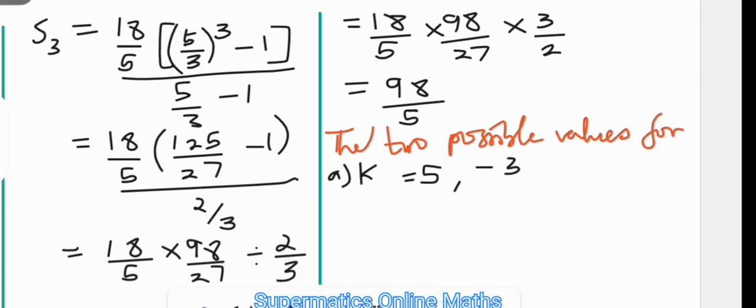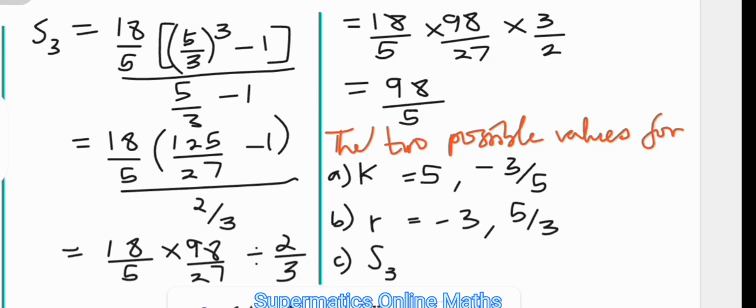We can therefore conclude that the two possible values for k are 5 and -3/5. The two possible values for the common ratio are -3 and 5/3, while the two possible values of the sum of the sequence will be -14 and 98/5.